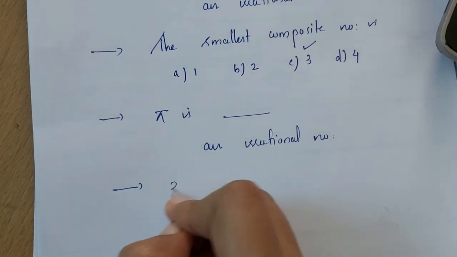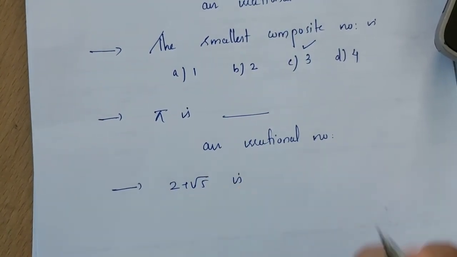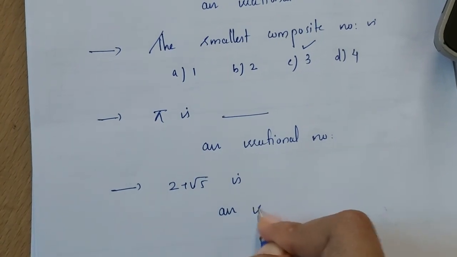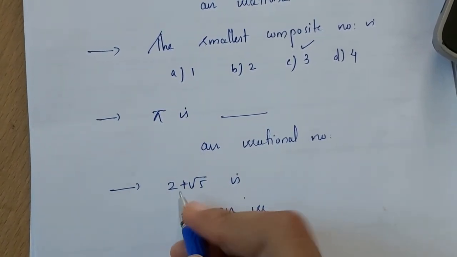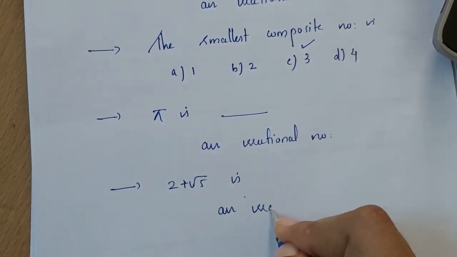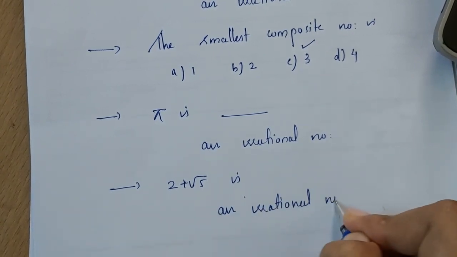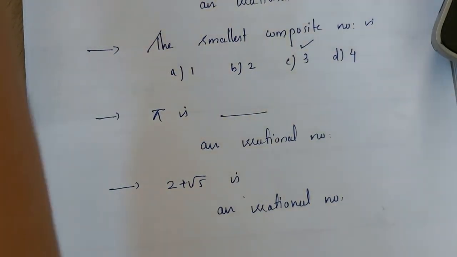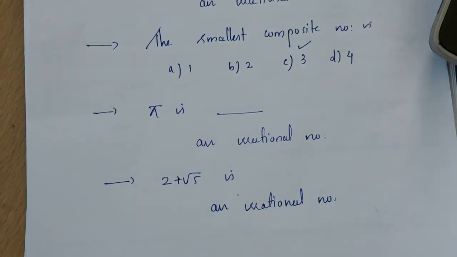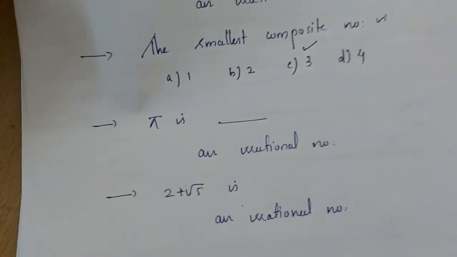Another question, 2 plus root 5 is an irrational number because it is a combination of a rational number and an irrational number. So we can say it is an irrational number. Next question.